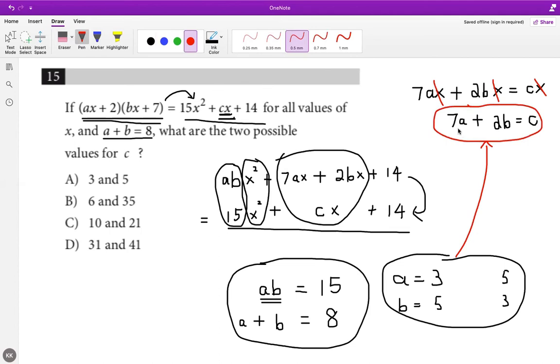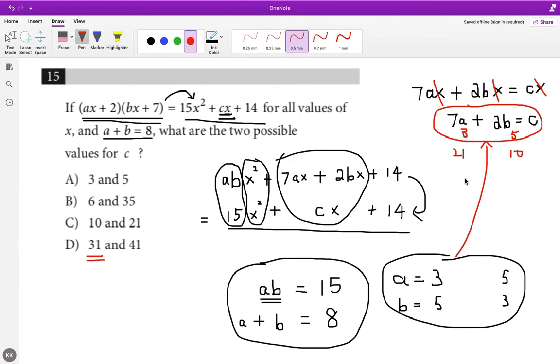So what is 7 times 3 plus 2 times 5? 7 times 3 is 21. So 21 plus 10, I know my first solution is 31. This is my possible answer.